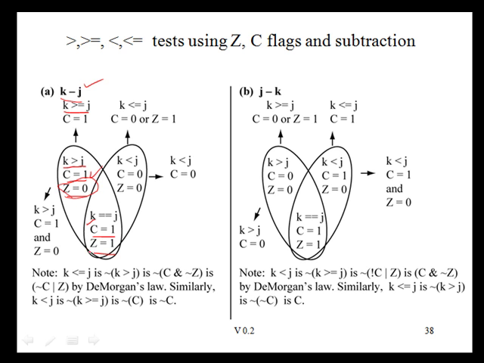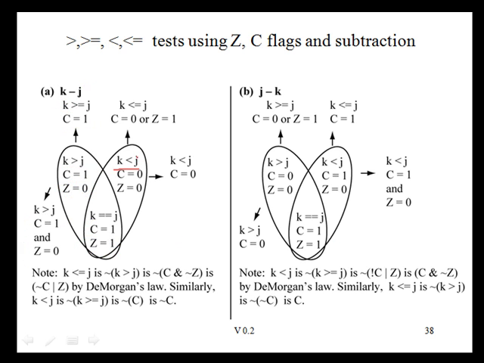The Z flag doesn't matter. It's a 0 here and a 1 there. That means that for this particular test right here, K greater than J or K equal to J, the only thing we have to test is the carry flag equal to a 1. This means it will take less code to write this test than it would take to do this test, because this test will require testing of 2 flags. This test requires testing of only 1 flag.